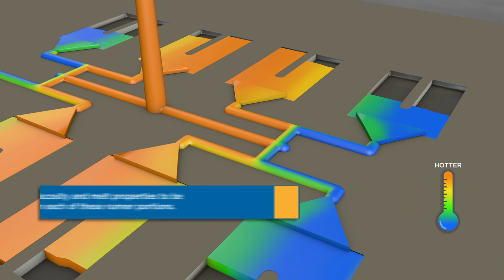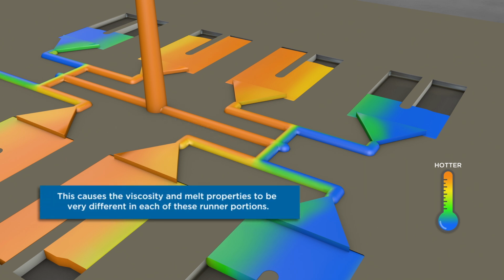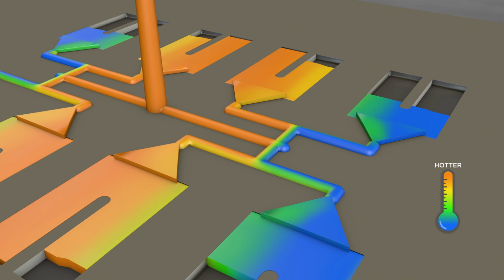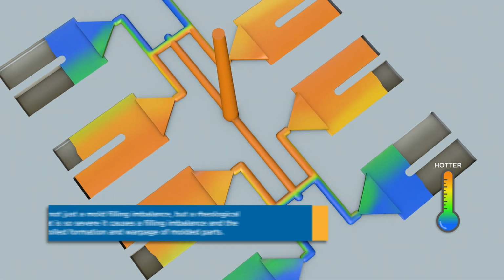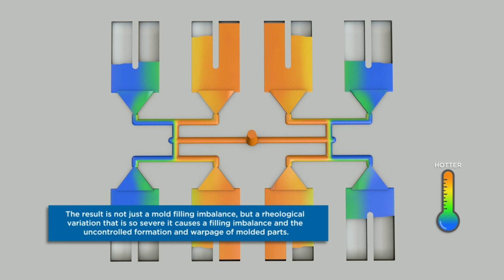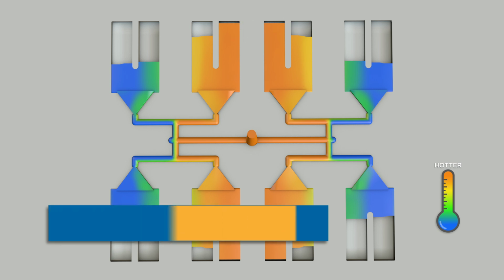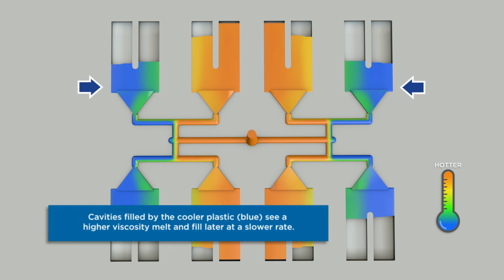This imbalance continues to get worse and worse at each and every runner intersection thereafter, which leads to cavities filling at different rates, with different pressures and different temperatures. This rheological variation will result in the uncontrollable formation and warpage of molded parts. Cavities filled by the high-sheared, hotter plastic seen here in orange will see a lower viscosity melt and in turn will fill first. Cavities filled by the lower-sheared, cooler plastic seen here in blue will see a higher viscosity melt and fill much more slowly.